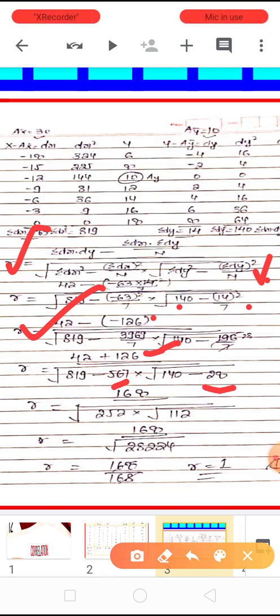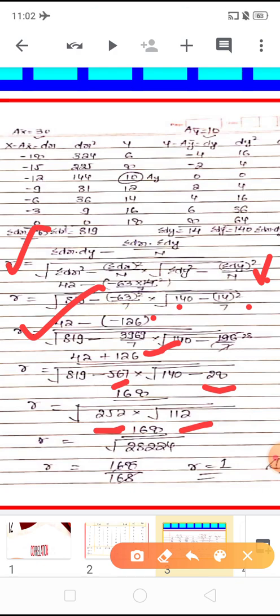So 819 minus 567 multiplied by 140 minus 28. So r equals 168 upon under root 252 multiplied by 112. Once we multiply the values, r equals 168 in the numerator, whereas 252 multiplied by 112 gives 28224, and the square root of 28224 is 168.